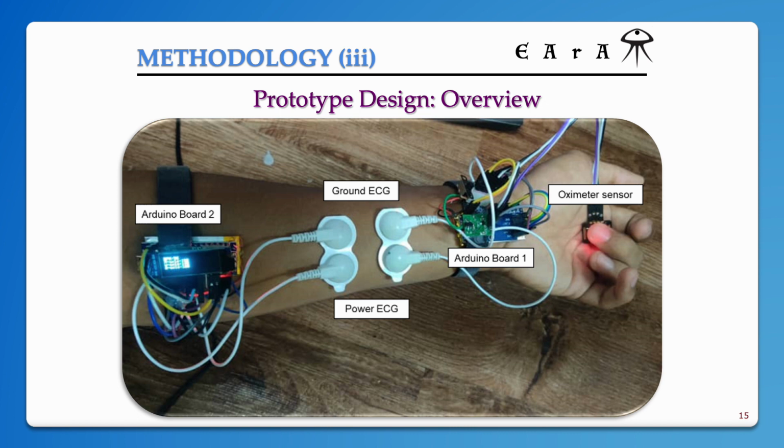So basically this is the overview of the prototype. As you can see, Arduino board 1 is the transmitter, with the ground ECG and the power ECG, that's the cable. So it transmits, there's no connection there, it's not airborne, it's transferred through the human skin. In this picture it uses galvanic coupling, which is waveguide. The oximeter sensor is at the transmitter side, and we have an OLED display at Arduino board 2, which is the receiver.